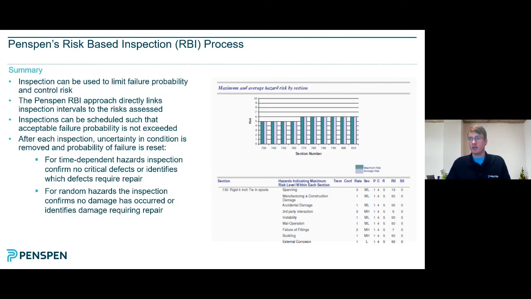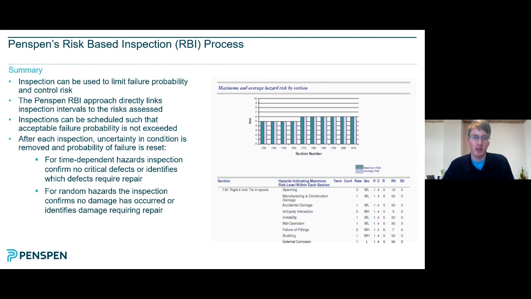So moving on then, just to summarise the Penspen-Purby approach. Inspection can be used to limit failure probability and control risk. There's various methods for performing risk assessment, and there's various rules of thumb or approaches for determining a suitable inspection interval for a particular pipeline. But the Purby approach allows us to directly link those inspection intervals to the risks assessed, and gives us the opportunity then to optimize our inspection schedule based on the risk assessment output.